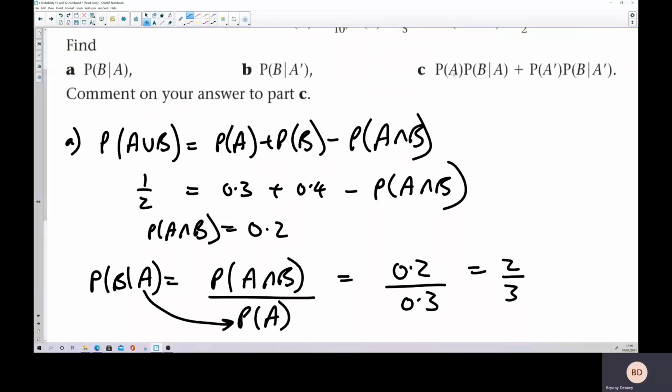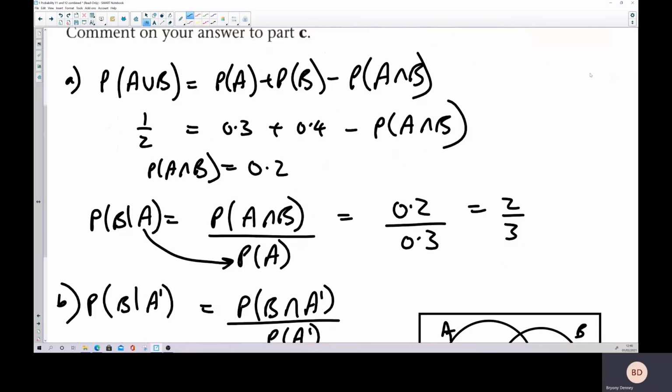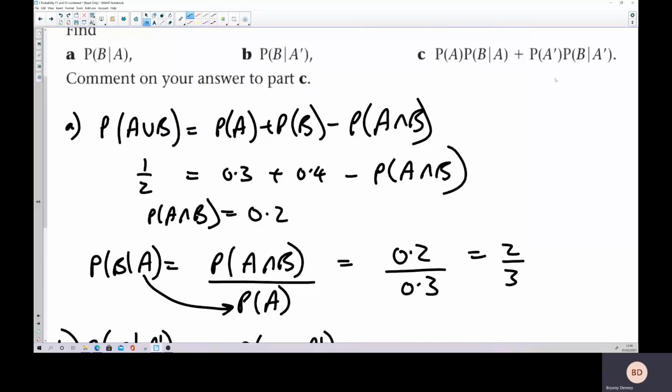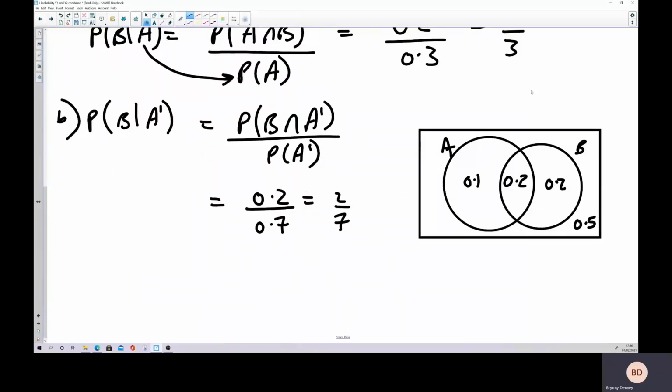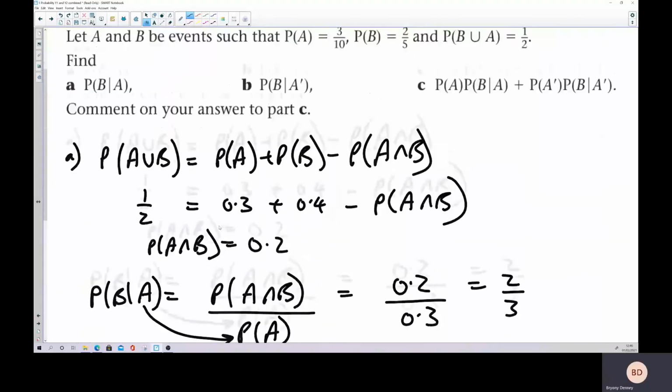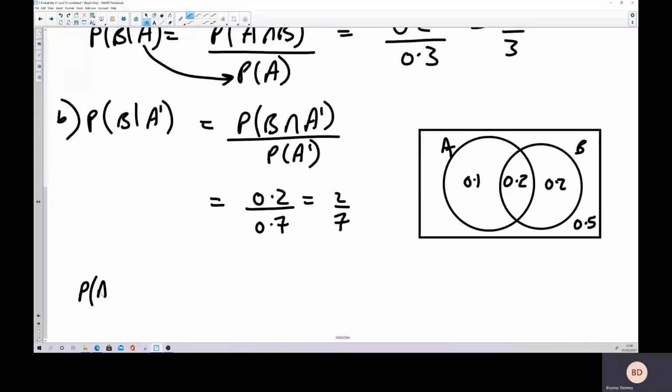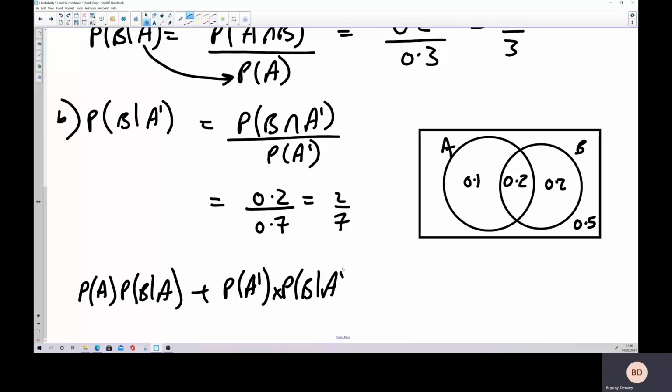Okay, the last bit here, we want the probability of A and the probability of B given not A. We've already worked them out. The probability of not A we know, the probability of B given not A we've just worked out. So let's put these values into C. So we have probability of A times the probability of B given A. Plus the probability of not A times the probability of B given not A.